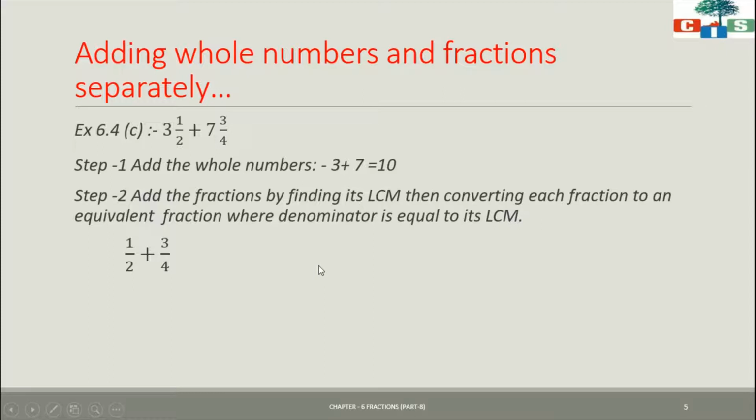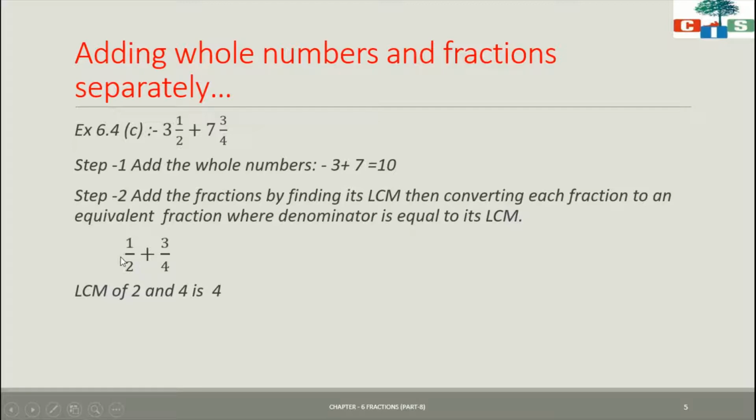Okay. So what do we have to do first? First of all, we have to find the LCM of the denominators. So the LCM of 2 and 4 is 4. Okay. Now what will we do next? We will convert each fraction to an equivalent fraction where the denominator will be equal to its LCM. Here we have 4.